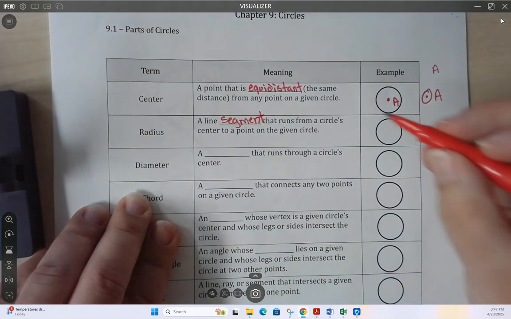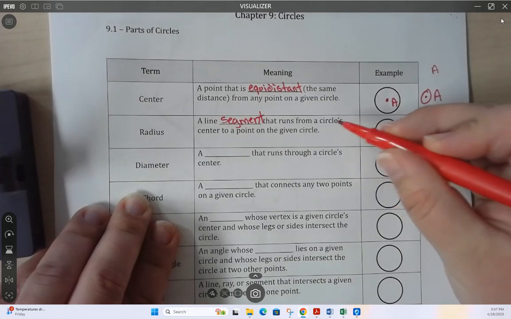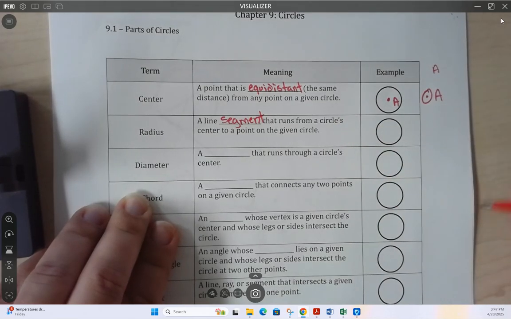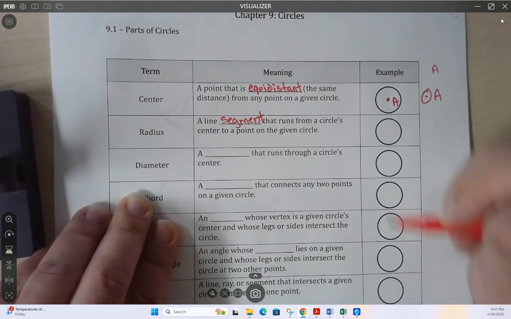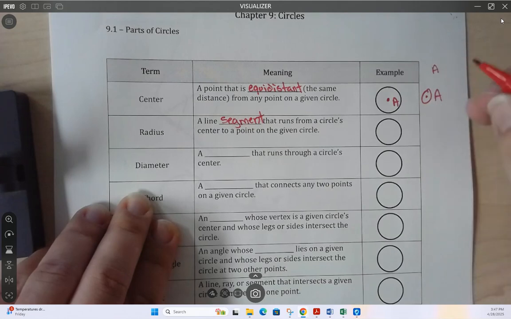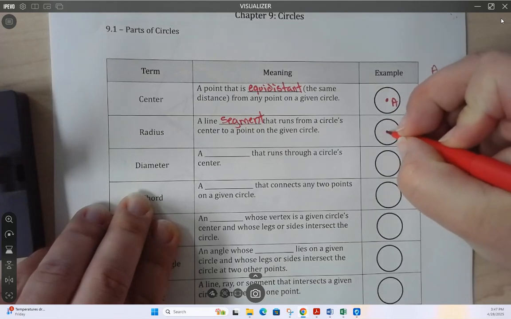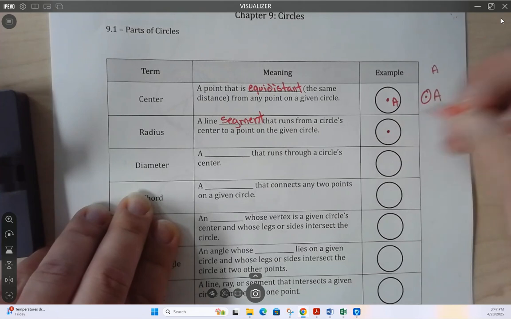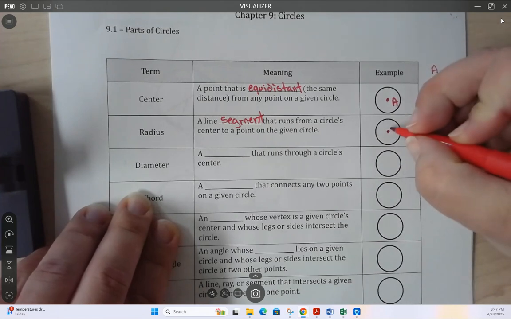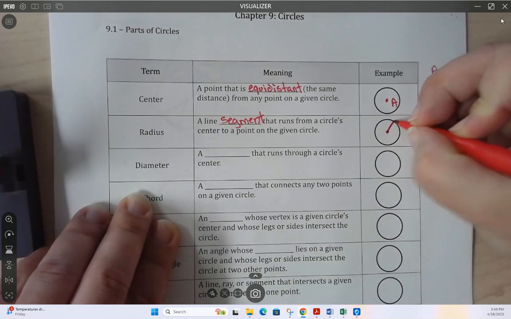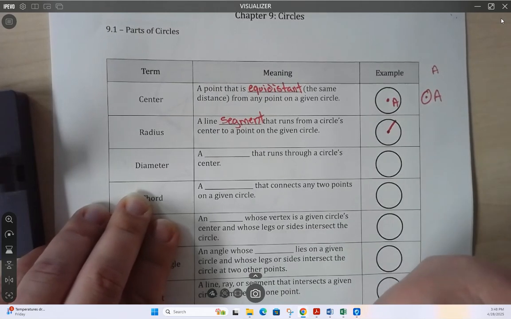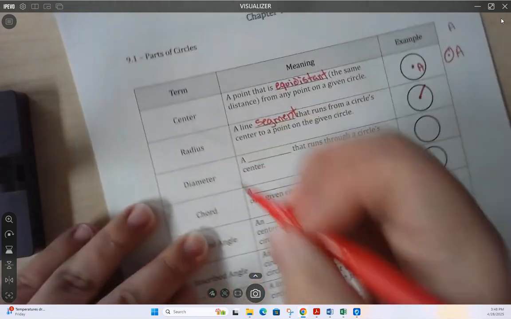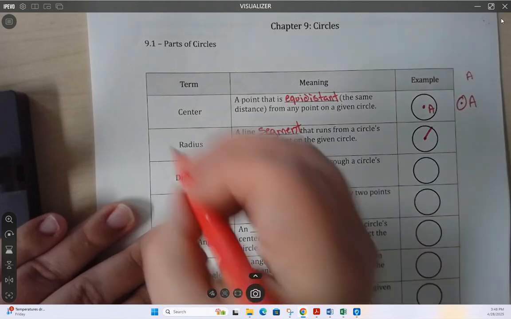Now, our radius is a line segment that runs from a circle's center to a point on the given circle. So when we say it's on the given circle, we're talking about something on that circle's circumference. If we're still looking at maybe center A, maybe this is a different circle, a radius is just from that center towards the outside. Every circle has an infinite number of radii. Radii is the plural.